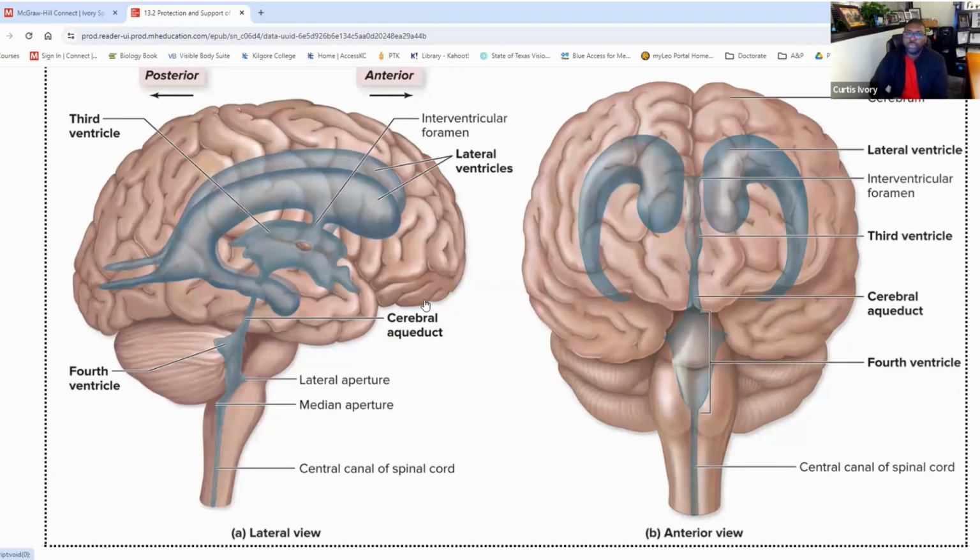So fluid is going to flow through all of these ventricles. Essentially, they're kind of like reservoirs that are going to wash and flush the brain with continuous cerebral spinal fluid. Also, your cerebral spinal fluid acts as a cushion.